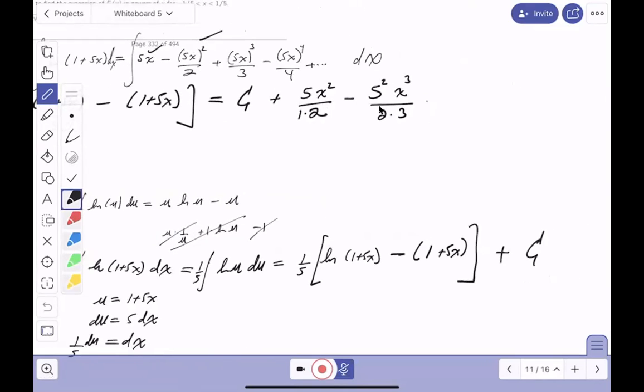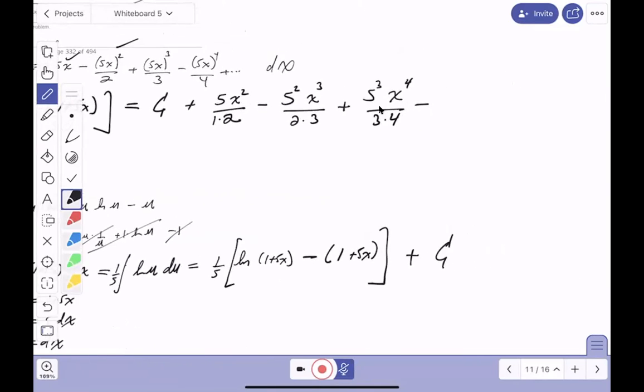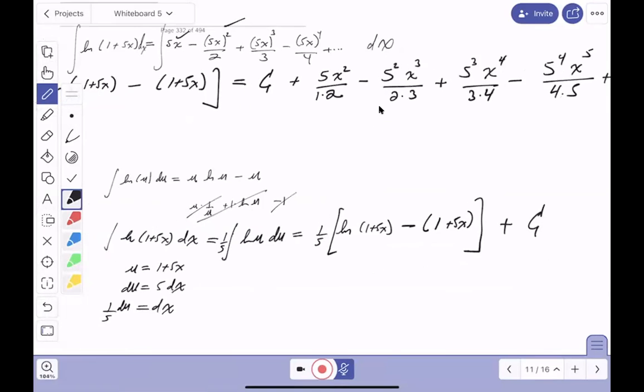Let's do the next one. Plus 5 cubed x to the fourth, that would be 3 times 4, right? Minus, let's put another one down. That's going to be 5 to the 4 x to the 5 over what? 4 times 5. Well, it's a really nice pattern, I think, but I'm not there yet.